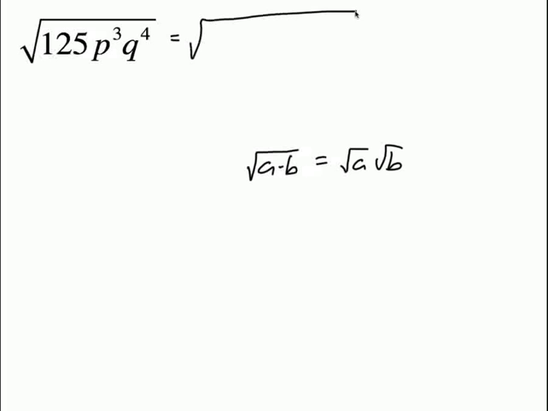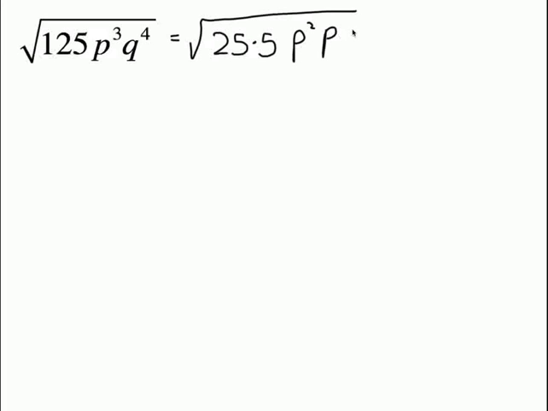So what I'm going to do is separate these guys out into perfect squares so I can simplify them. So 125 is 25 and 5. And then p cubed is the same thing as p squared and p. And then q to the fourth is the same thing as q squared, q squared. Now, I'm going to split these guys into their own little roots. So it's going to be the square root of 25, and I'm going to leave the square root of 5 inside its own root. I'm going to take this guy, make him his own root, so p squared. So this guy is going to come out as his own little root.